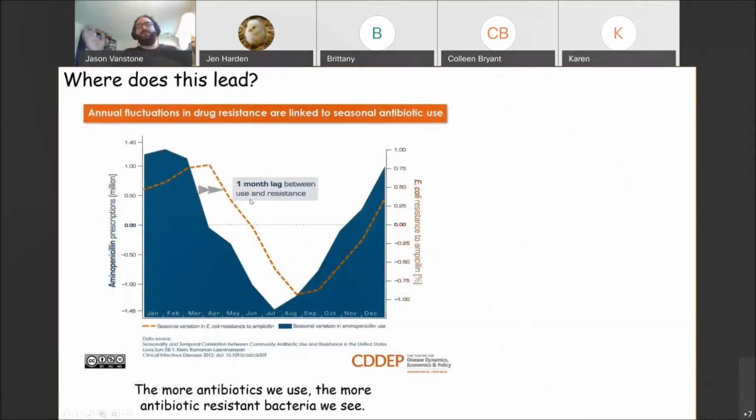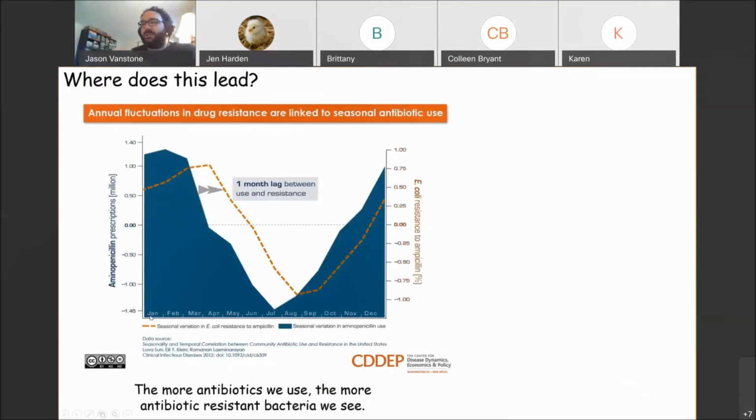And so where does this lead? If you're using a lot of antibiotics, and a lot of them unnecessarily, what could that potentially lead to? And so here, again, data from the US showing that really the more antibiotics we use, the more antibiotic-resistant bacteria we see. And that's a well-known piece of information.